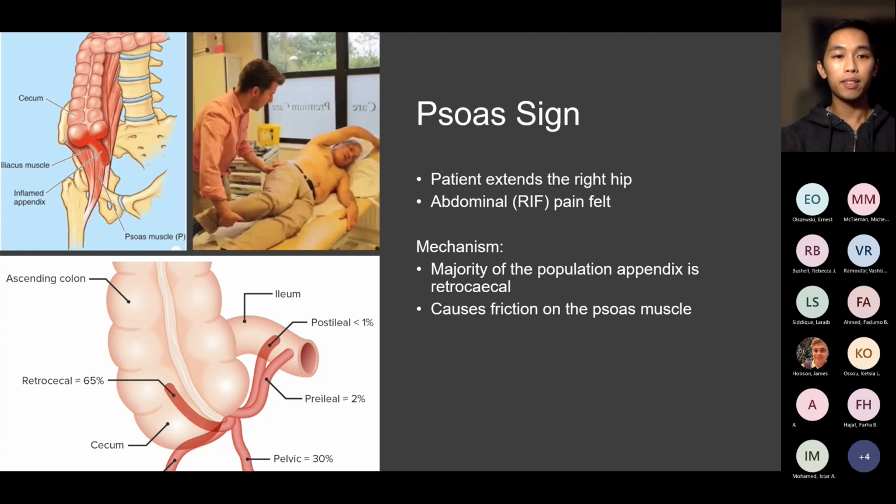The reason this happens is because the appendix can lie in different positions in relation to the cecum. Now, the most common position for the appendix to lie is retrocecally, so behind the cecum. And when the appendix is inflamed and you get the patient to extend their hip, this causes the inflamed appendix to rub up against the psoas muscle, and that's why they get the right iliac fossa pain when they extend the hip.